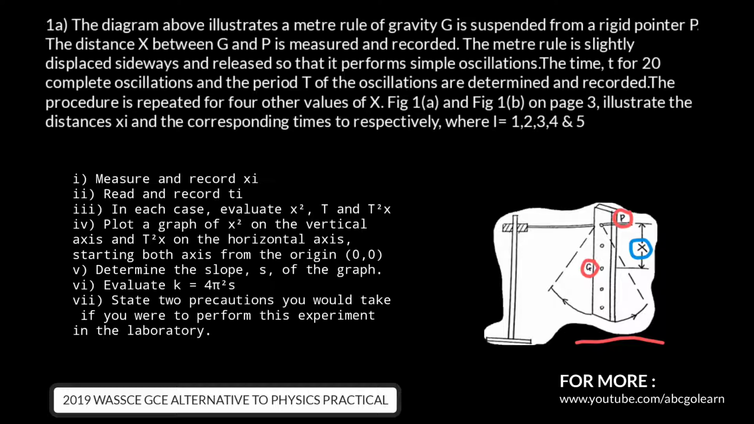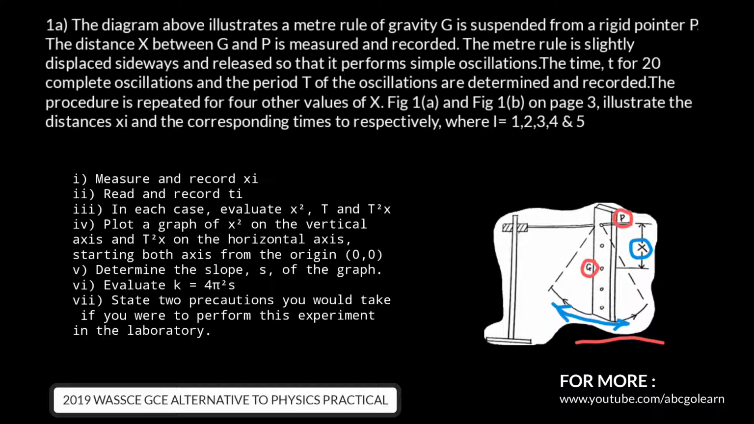We've talked about that. So the meter rule is slightly displaced sideways and released so that it performs simple oscillation. Simple oscillation, just like you can see here. That's the oscillation, to and fro.